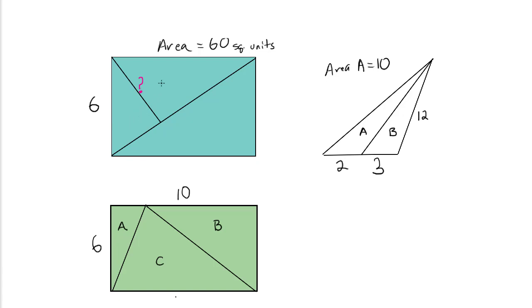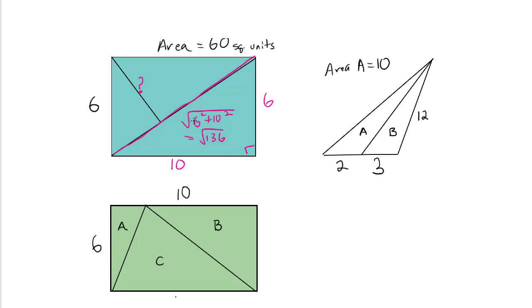Well, I might realize 60 square units, I've got 10 units in length. And what I do know is the hypotenuse of this right triangle, effectively the diagonal of my rectangle, is going to adhere to the Pythagorean theorem. So I know that distance is going to be the square root of 6 squared plus 10 squared, which is the square root of 136.